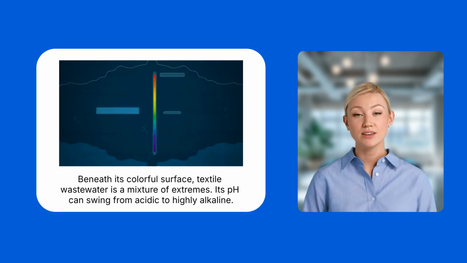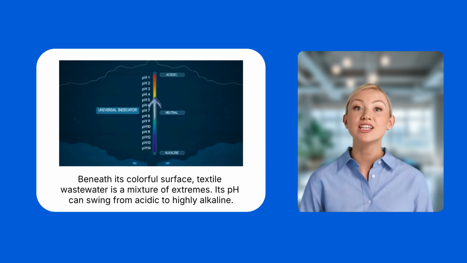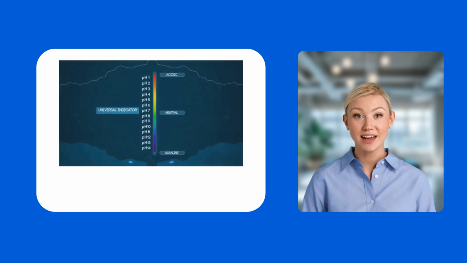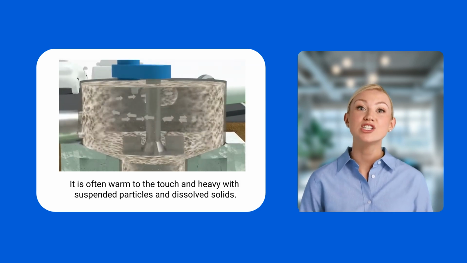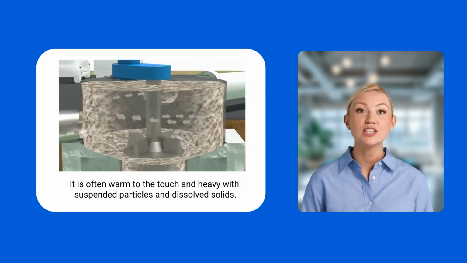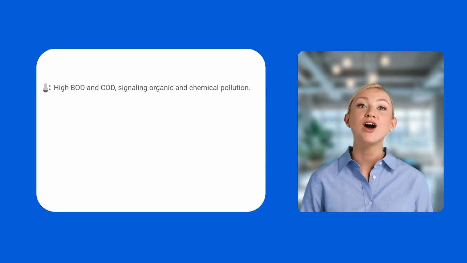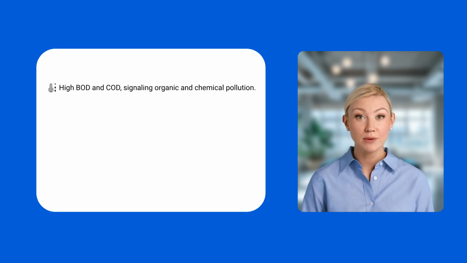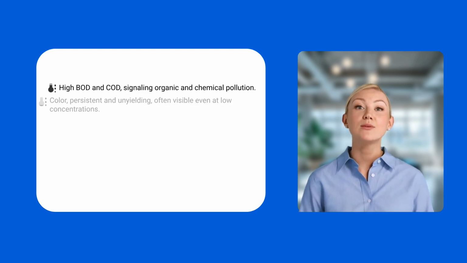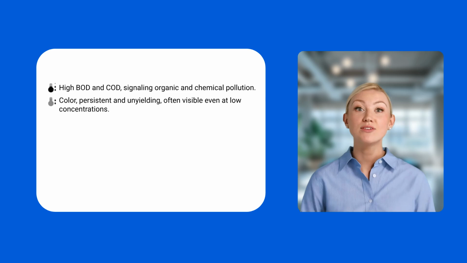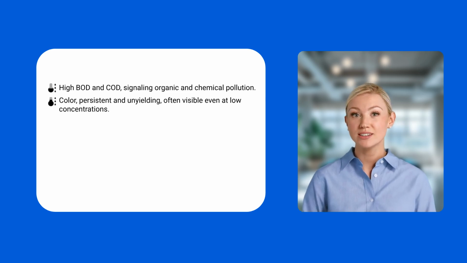Beneath its colorful surface, textile wastewater is a mixture of extremes. Its pH can swing from acidic to highly alkaline. It is often warm to the touch and heavy with suspended particles and dissolved solids. Key characteristics include high BOD and COD, signaling organic and chemical pollution. Color, persistent and unyielding, often visible even at low concentrations.